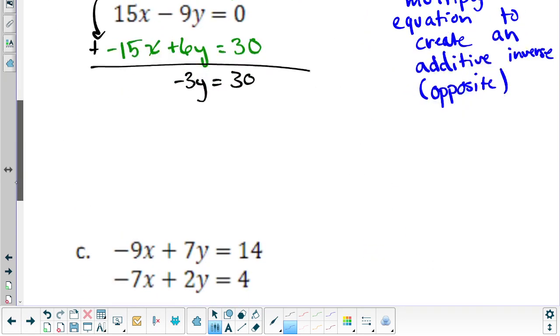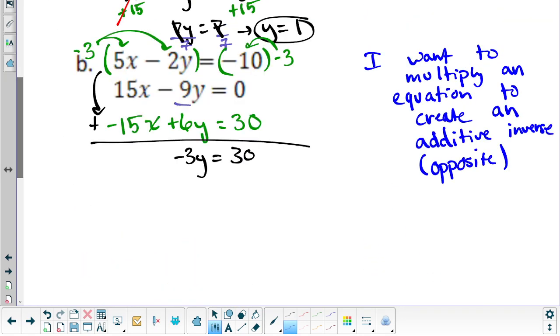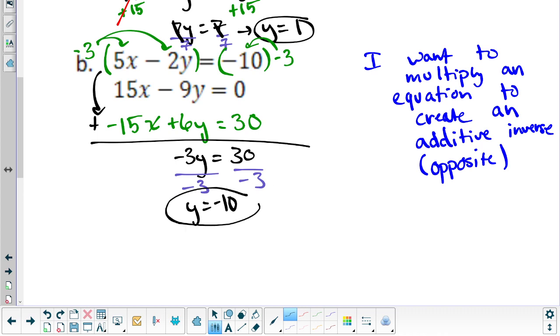So solve for my first variable. And I'm going to do that by dividing by negative 3 on both sides, because the negative 3 is multiplying y. And I get y equals negative 10. 3 goes into 30 10 times, so negative 3 goes into 30 negative 10 times. Okay, so I'm halfway there.